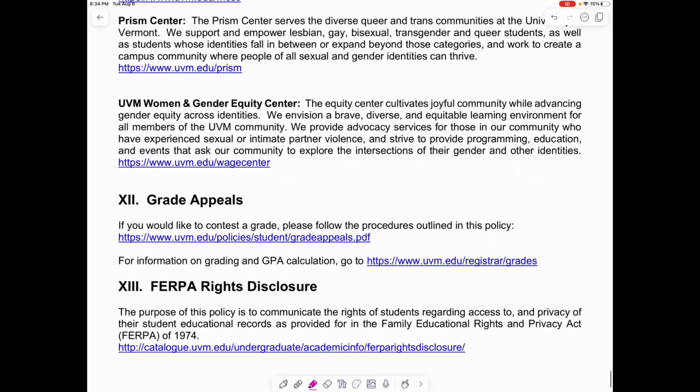Lastly, we don't come across this too much: with grade appeals, there's a format to follow in that case. And then FERPA basically says your parents can email me all they want, but I will never talk to them about your grades or anything like that. I could talk to your advisor or someone within the UVM community, but never your parents.